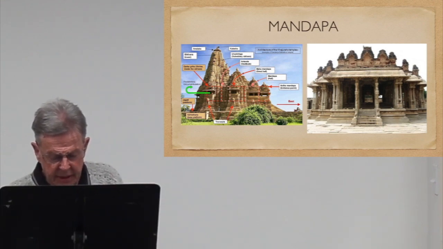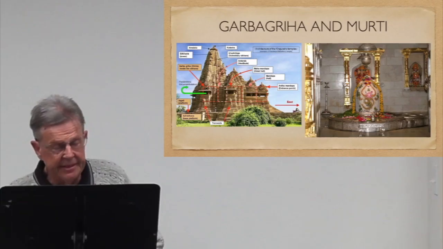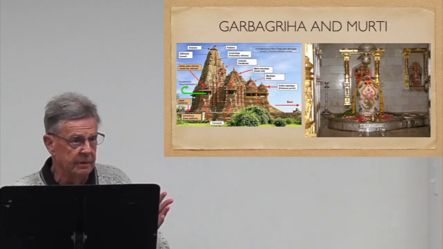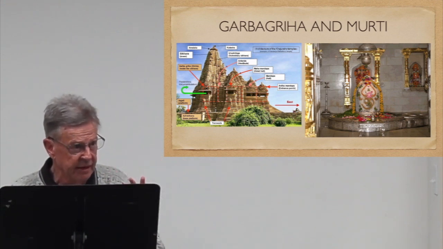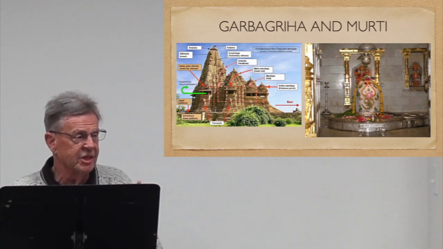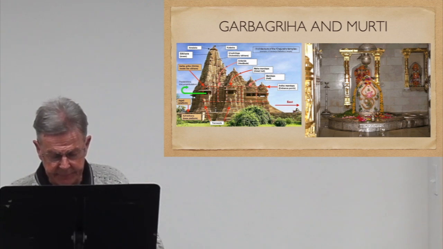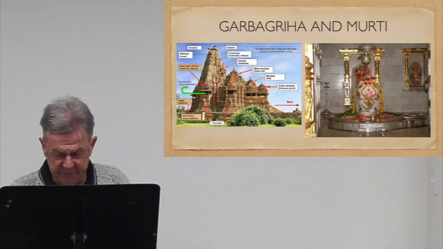Then there's what's known as the garbhagriha, and that's in green on the diagram. This is the inner sanctum. This is where you'll find the image. Every temple has one main image. They'll usually have lots of different images on the outside, but in this inner sanctum, there'll be one main image. It's known as a murti, and that's who the temple is dedicated to. It'll generally stand behind an altar, like in that photograph there.